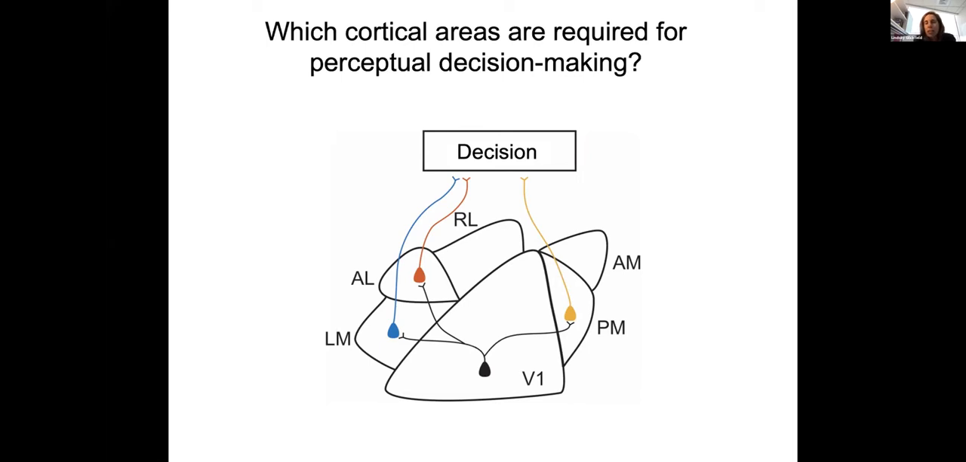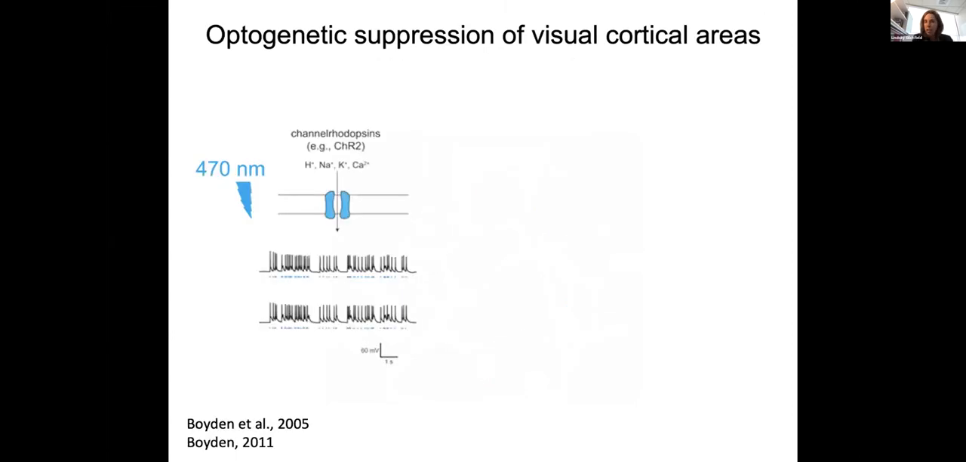And so in order to get at this question of which of these areas are really important for this computation and this perception, we're going to go through and serially silence each of these areas. And the approach that we're going to use is an optogenetic one. So this is going to take advantage of the tools that Ed Boyden described to us yesterday, channelrhodopsin being a very common one, where these are light-gated ion channels that when activated cause depolarizations in these neurons and can be used to spike very precisely.